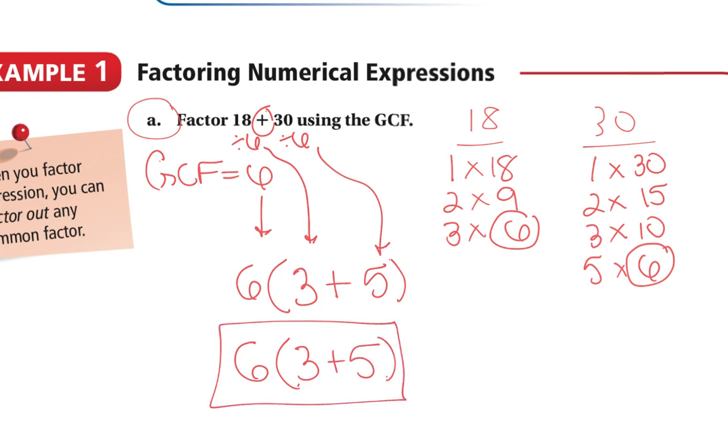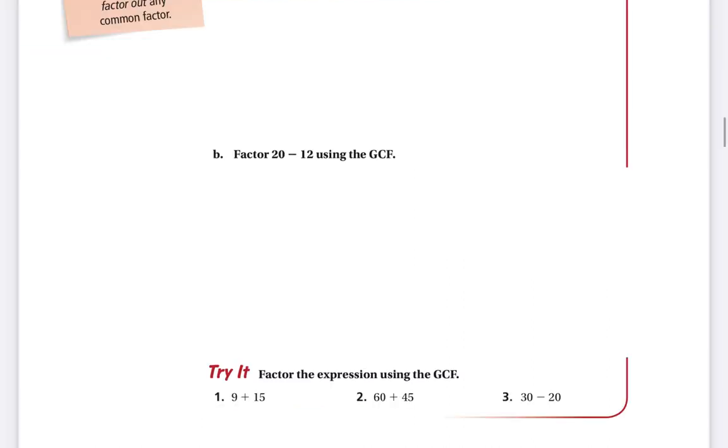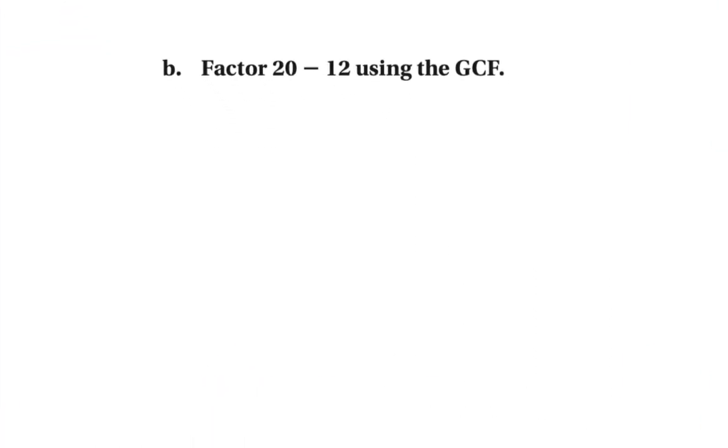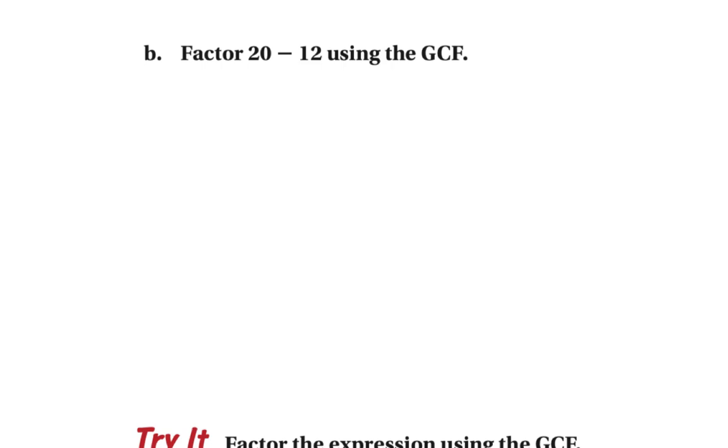So the answer looks like the start of a distributive property problem. Okay, now let's try letter B. Factor 20 minus 12 using the greatest common factor. Let's find the greatest common factor between 20 and 12. Let's make a list of all the factors of 20 and 12.